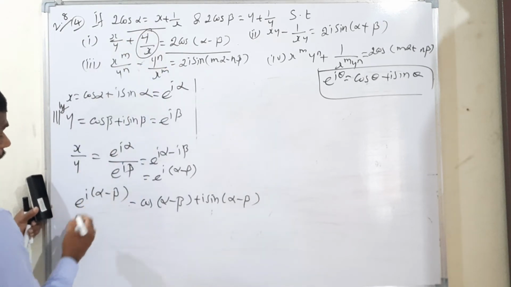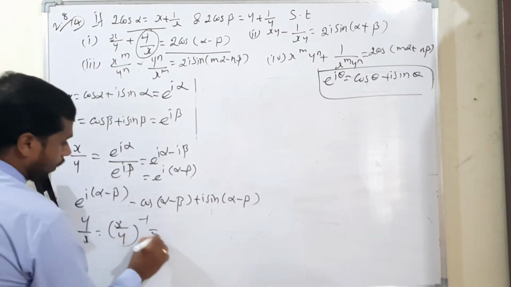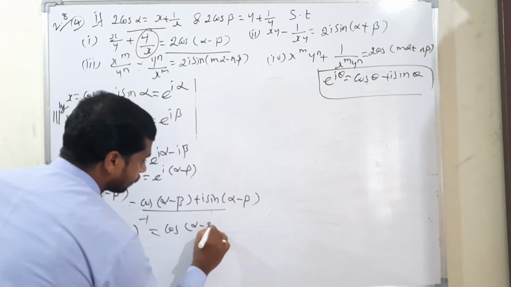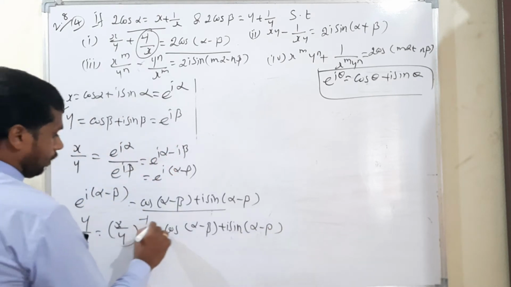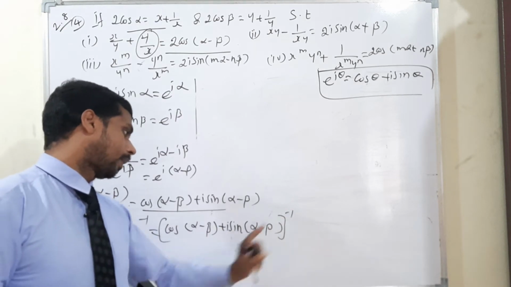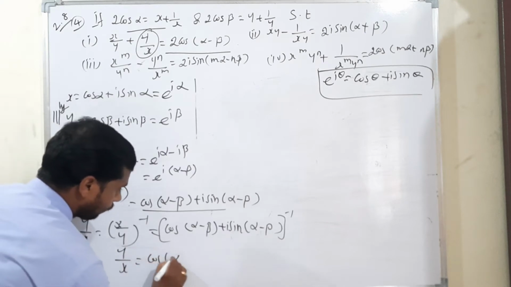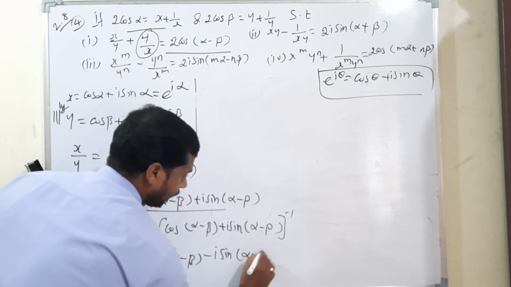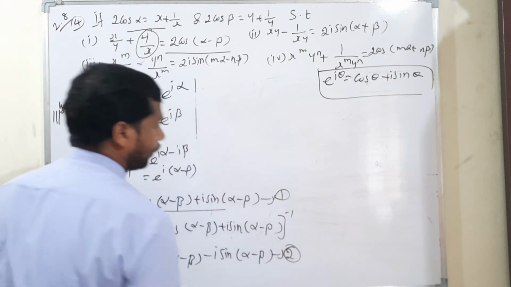So y by x means what will happen? y by x is equal to, we can write, the reciprocal of x by y. So already we found x by y is equal to cos of alpha minus beta plus i sin alpha minus beta, the whole term to the power minus 1. So according to De Moivre's theorem, instead of plus we can write minus. Therefore y by x is equal to cos of alpha minus beta minus i sin alpha minus beta. This is considered equation number 1. This is considered equation number 2.